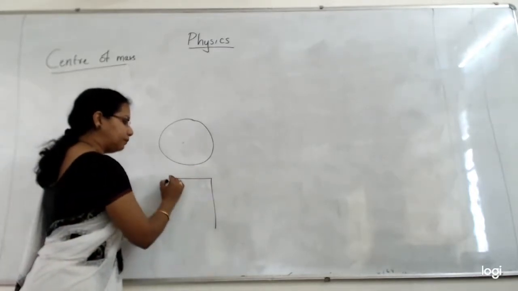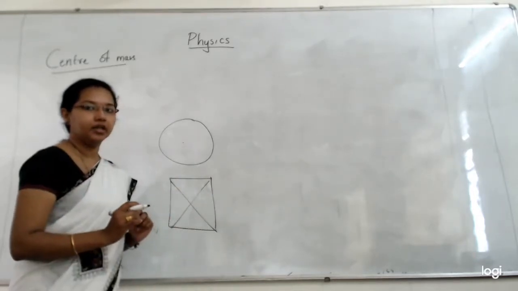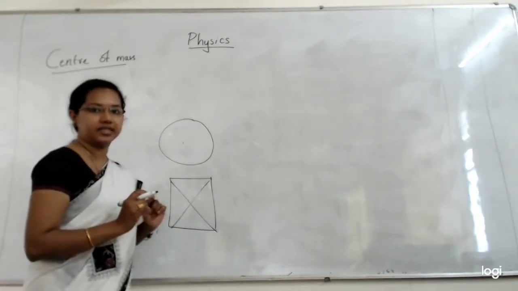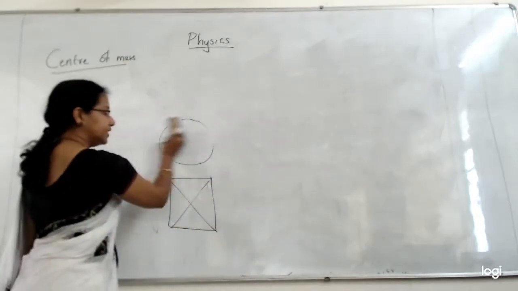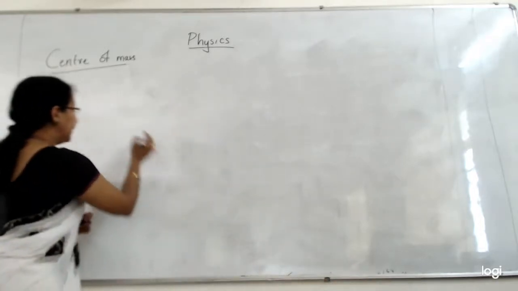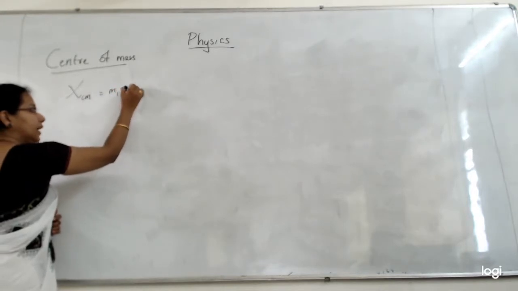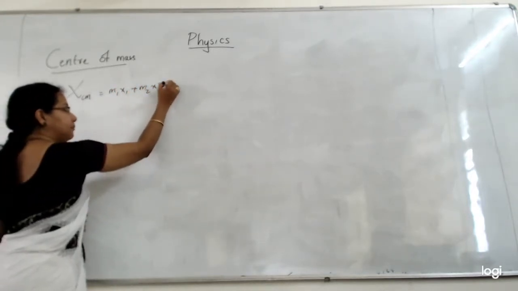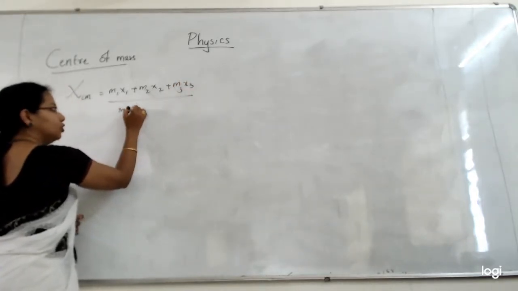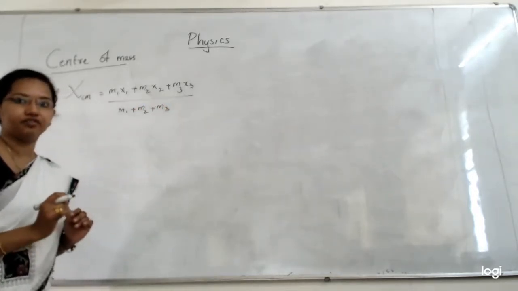If you take a square plate, it is nothing but the intersection of diagonals. So center of mass is a point where the entire mass of the body is concentrated. We can calculate the center of mass by using a formula: XCM is m1x1 plus m2x2 plus m3x3 divided by m1 plus m2 plus m3. This is the equation to calculate the center of mass.